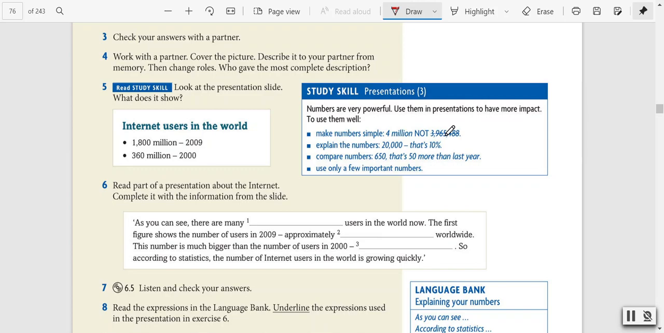And compare numbers: 650, that's 50 more than last year. Compare numbers with previous year or with last year. And use only few important numbers. Don't use a lot of numbers, okay, if they are not important, don't use them. Only use important numbers or main things.